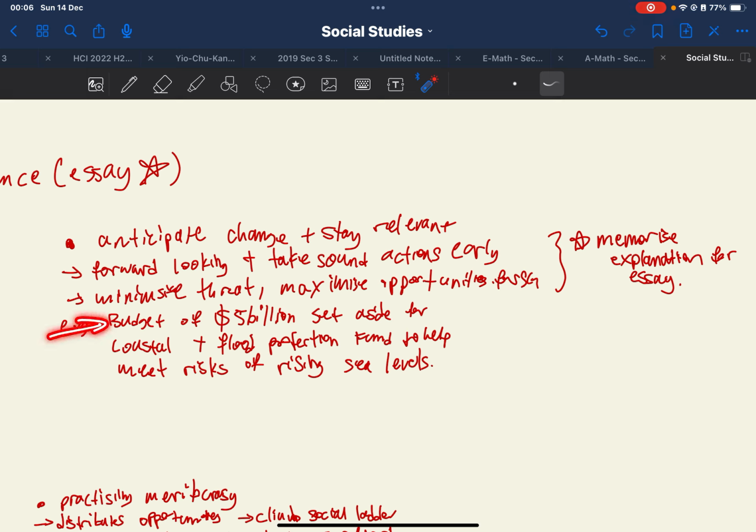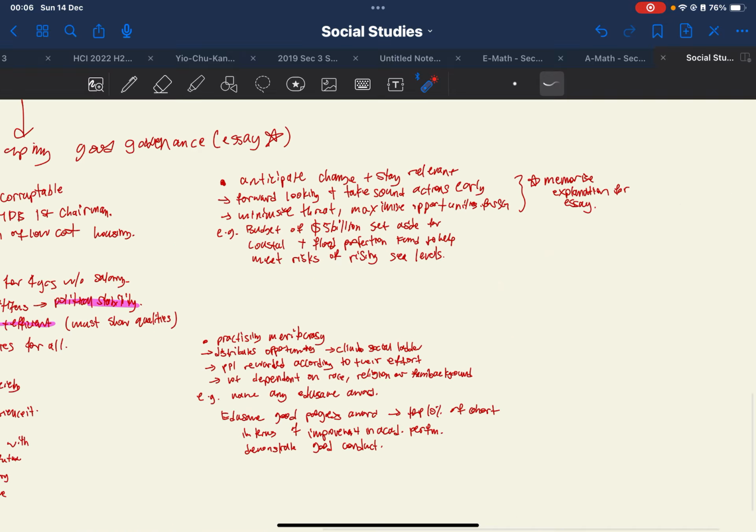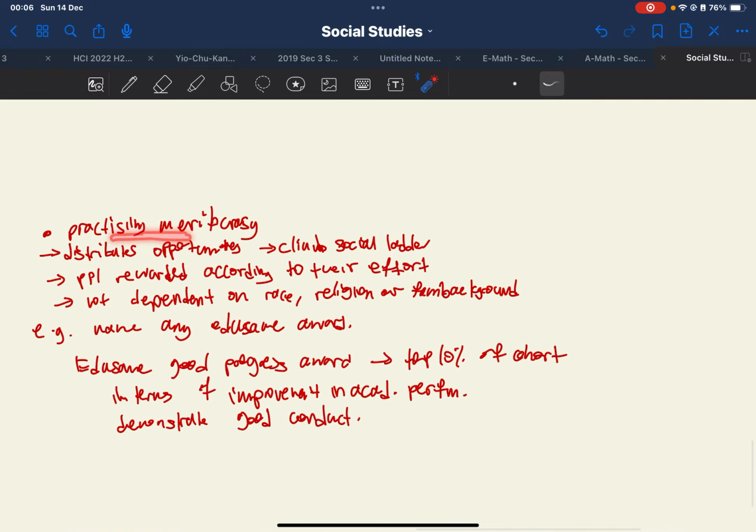Okay, the example you should give is the budget of $5 billion set aside for coastal and flood protection. I'm pretty sure this was announced by Prime Minister Lee Hsien Loong, the previous Prime Minister. Okay, to meet the risk of rising sea levels, because Singapore is an island state. Yeah, can link this to geography. Island state. Okay, last but not least, practicing meritocracy.